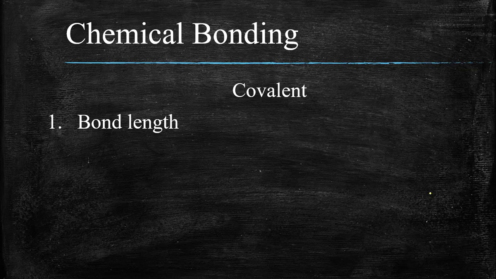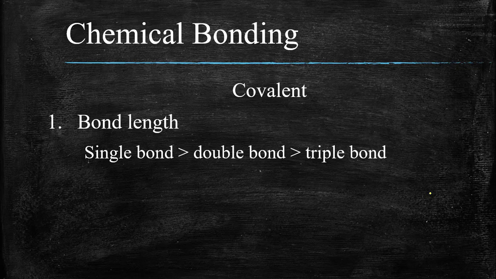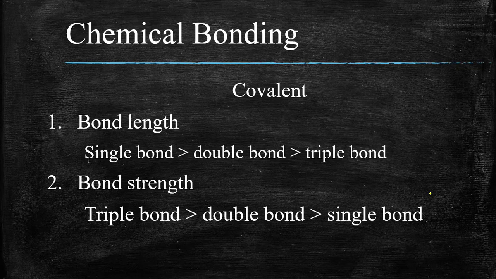Now there are some variations between the types of bonds. One is in bond length. A single bond is longer than a double bond, is longer than a triple bond. And remember, bond length depends upon distance between the nucleus. Another is how strong the bond is. A triple bond is stronger than a double bond, which is stronger than a single bond.